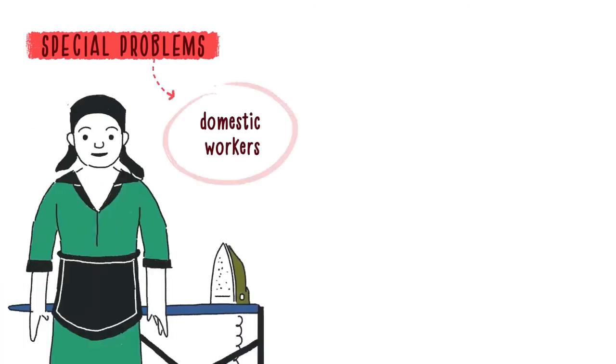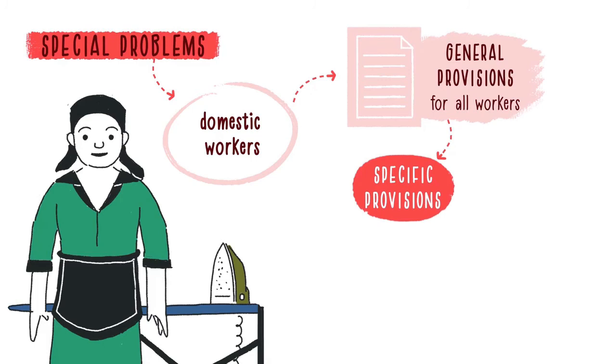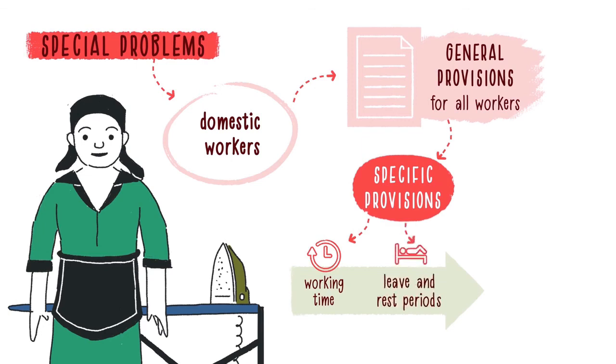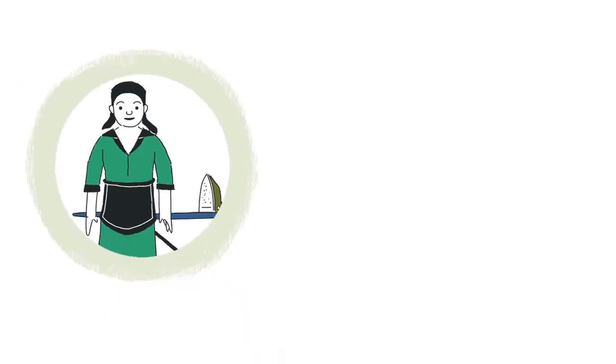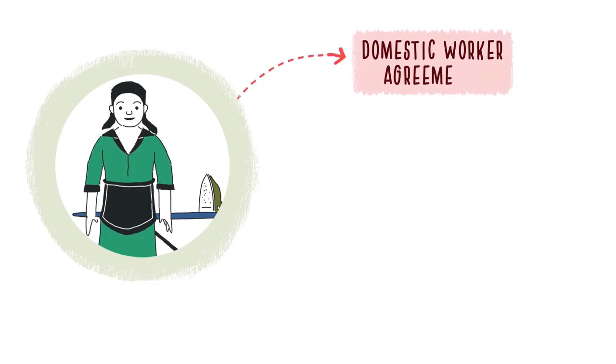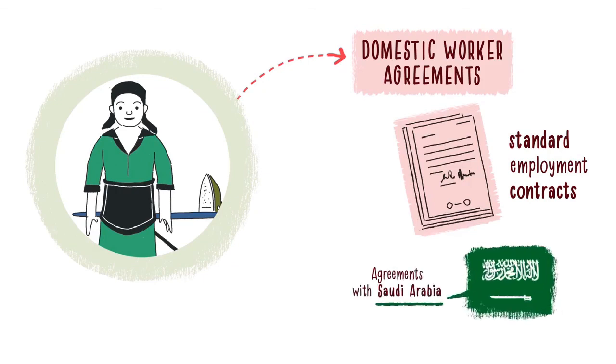In view of special problems faced by women migrant workers, especially domestic workers, bilateral labour agreements can contain general provisions which apply to all workers and specific provisions to deal with the specific situations in relation to issues such as working time, leave and rest periods, ensuring privacy and the right to communication. These may be best addressed by developing dedicated domestic worker agreements accompanied by standard employment contracts, such as those annexed to the agreements with Saudi Arabia.